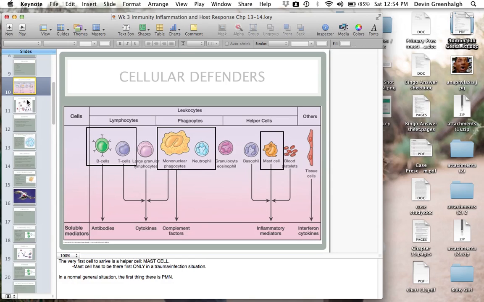And this is just a chart showing you, again, where each category lies. So lymphocytes are B and T cells. Phagocytes are neutrophils and mononuclear phagocytes. And then helper cells are mast cells, basophils, etc.